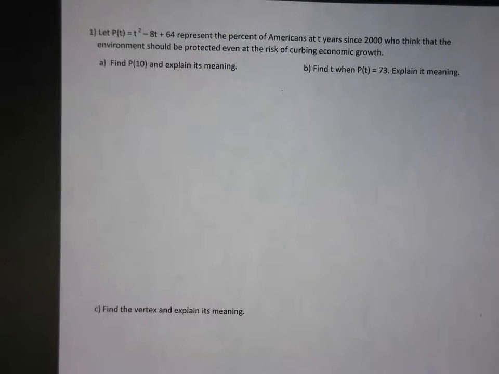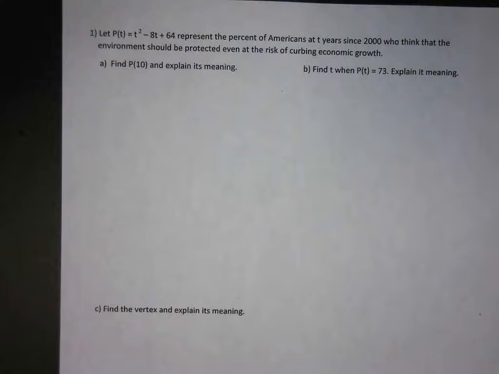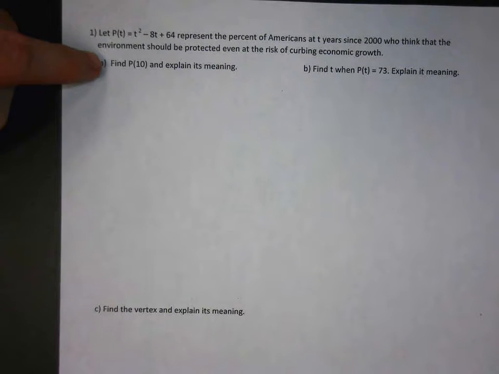So when you look at number 1, let P of t equals t squared minus 8t plus 64 represent the percent of Americans at t years since 2000 who think that the environment should be protected even at the risk of curbing economic growth. So find P of 10 and explain its meaning.